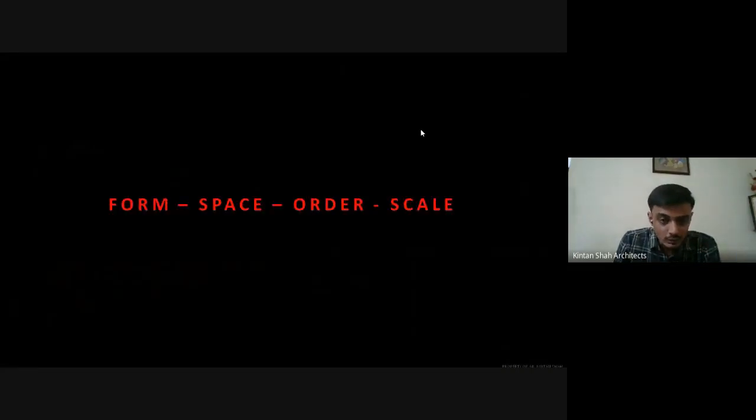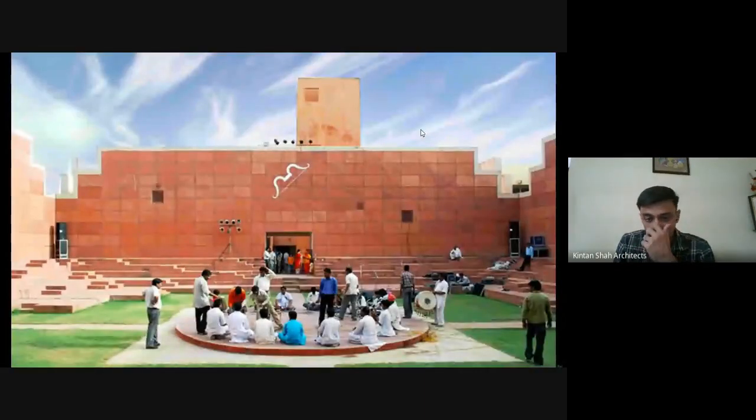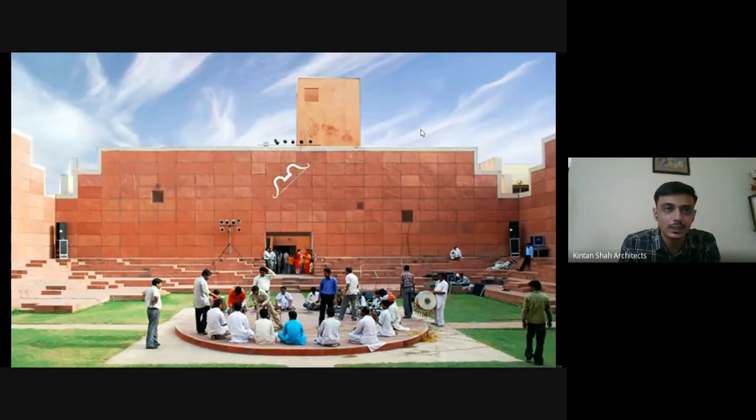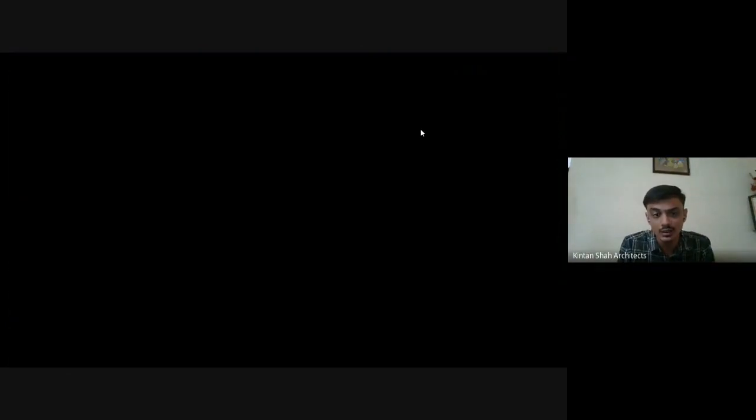The second one is form, space and order. To explain that, I have taken the example of Kala Kendra in Jaipur. Now this is that internal court space that you see. You can see the kind of scale of this space and those blank solid walls, and yet they don't dominate the space. Those walls that you see are around 10 meters high by around 50-55 meters wide.